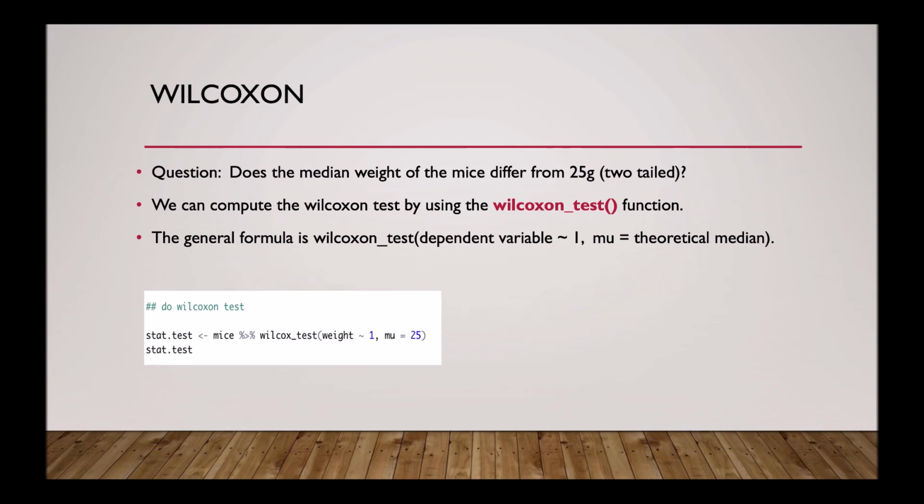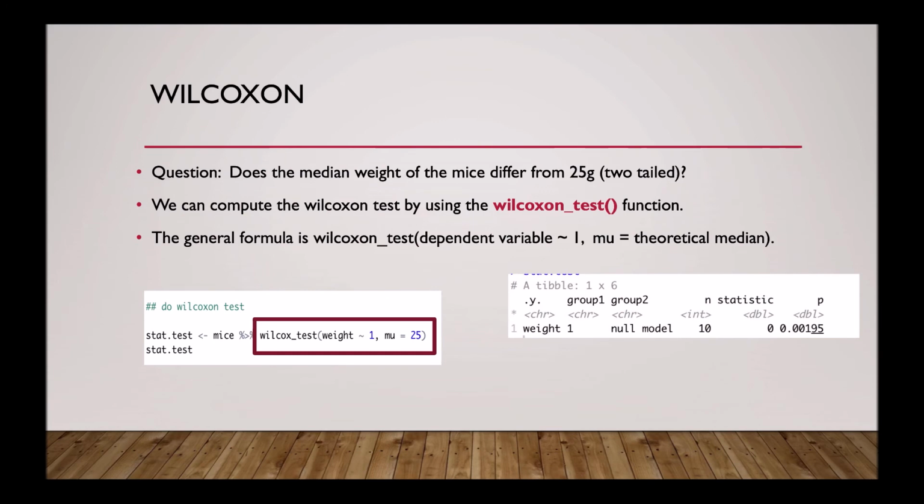And the general formula is wilcox.test, and then in brackets the dependent variable, which in our case is weight, a tilde and 1, and then the mu, which is the theoretical median. So for our example, this would be 25, because we want to see whether our weights significantly differ from 25. So here is our formula for the data set we are using. And here are the results.